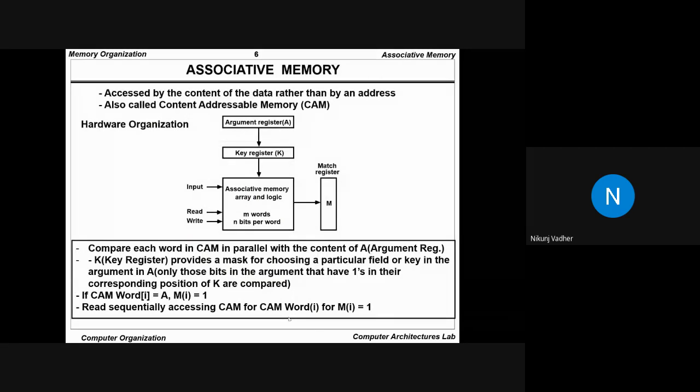Next is associative memory. So what is associative memory? Associative memory is also known as content addressable memory.